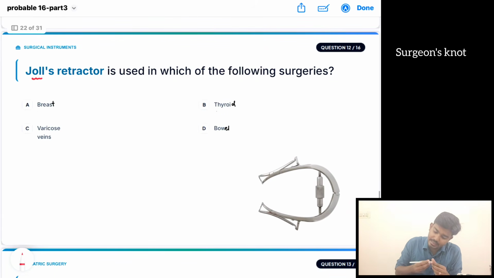Joll's retractor is used in which surgery? This is a self-retaining retractor. It's a direct question. It is used in thyroid surgeries. Okay.